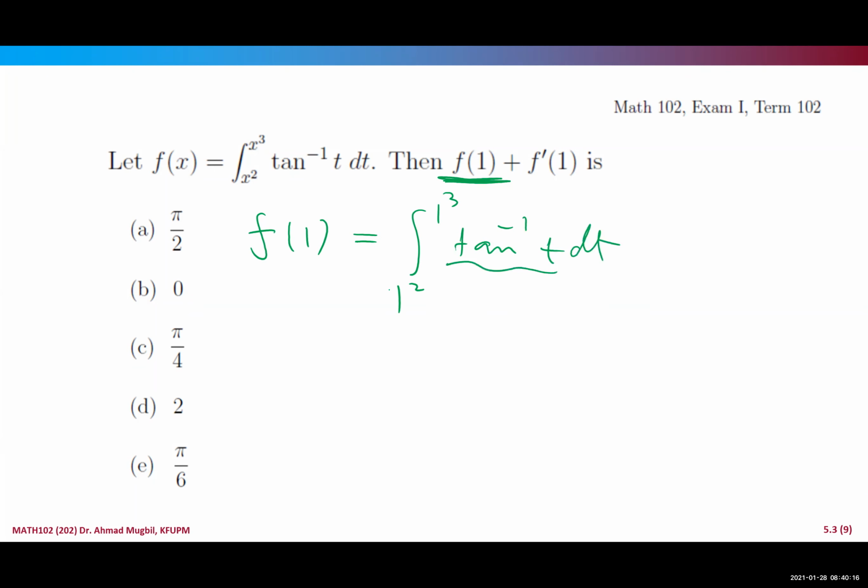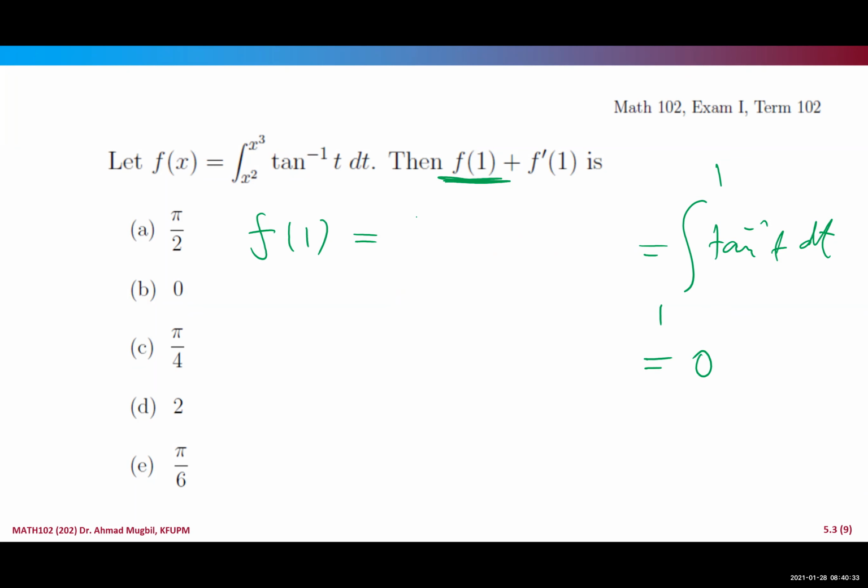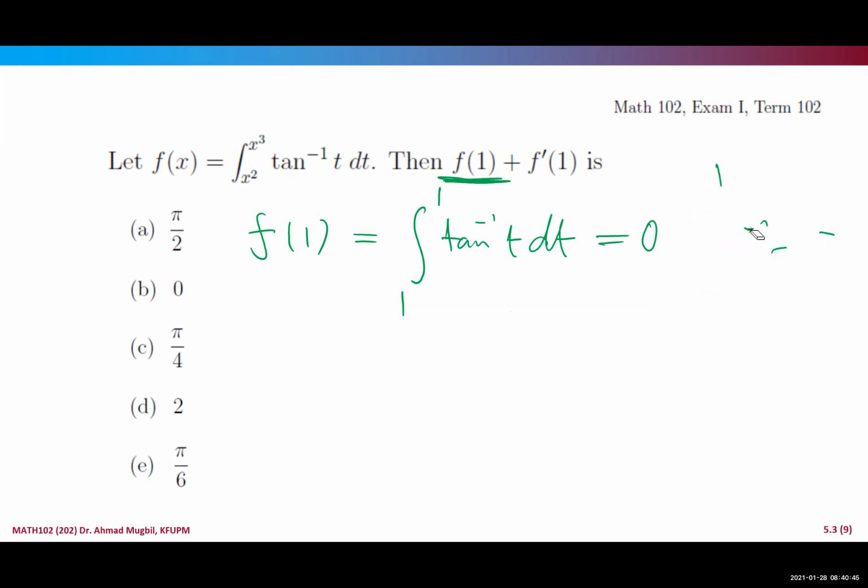This is a continuous function, and this is the integral from 1 to 1 of a continuous function. You know that by the properties of the definite integral, this is 0. So we will say here that the integral from 1 to 1 of tan inverse t dt equals 0. So Faris found the value of the function at 1.